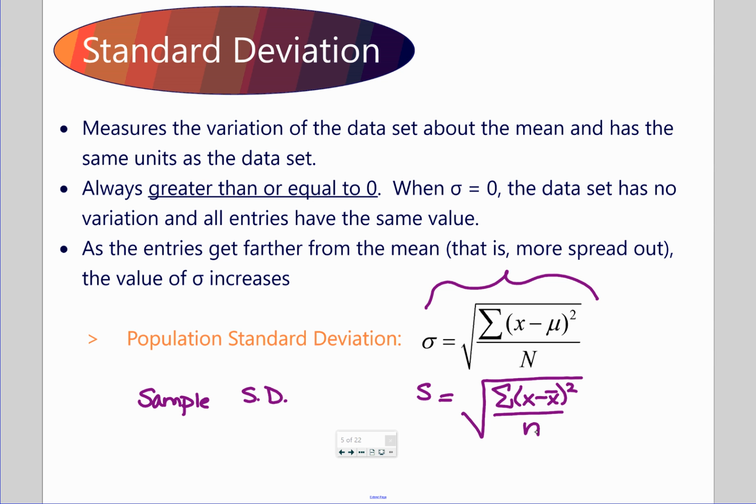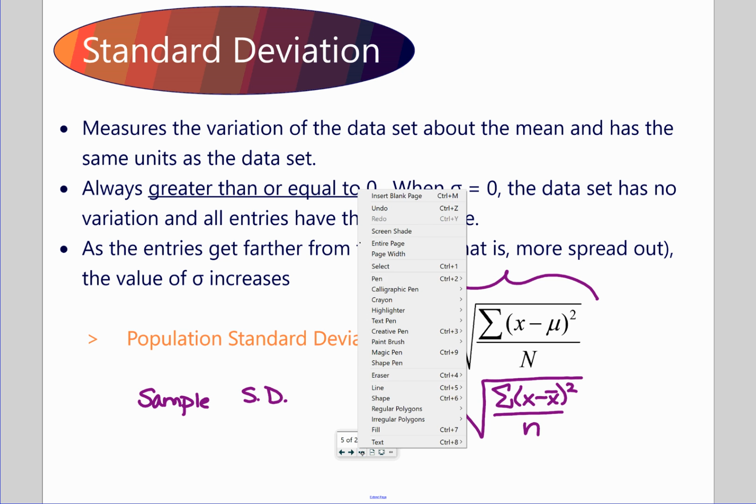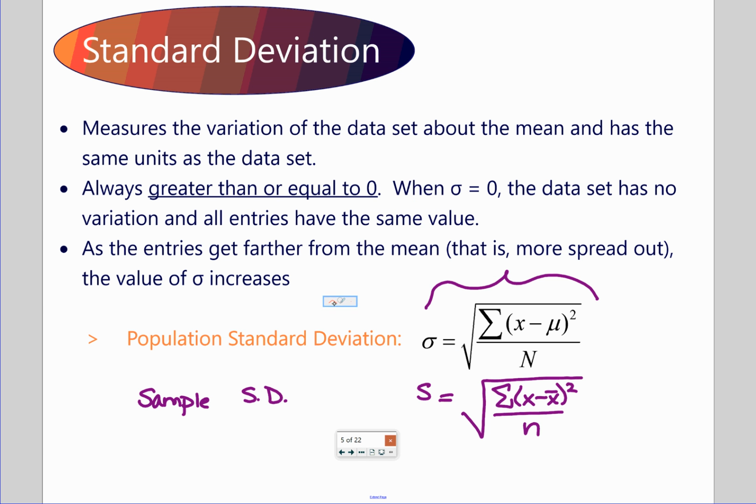Okay, so what is standard deviation and why do we care about it? Because we're going to be using it a lot. So standard deviation measures the variance of a data set about the mean. So if something is within one standard deviation, that means it's close to the mean. If something is within 2 standard deviations, it's further out. If something is within 3 standard deviations, it's further out. And it tells us how far we have the spread of our data.